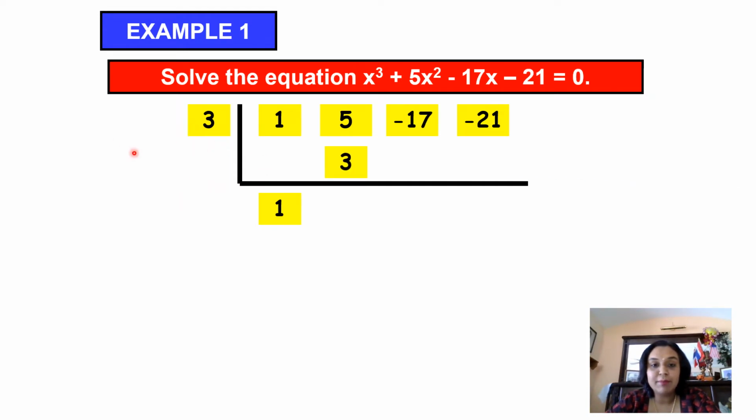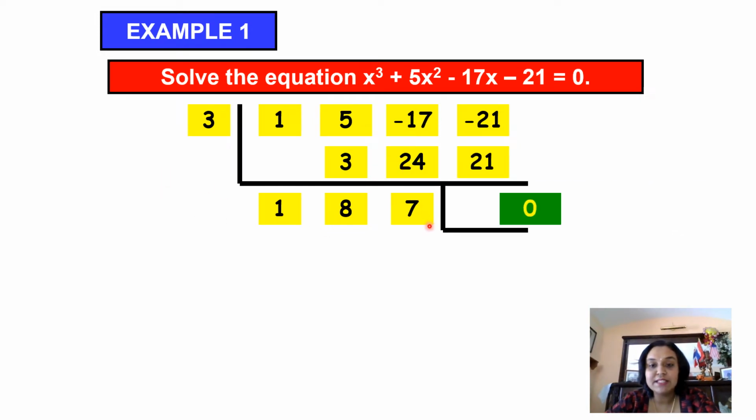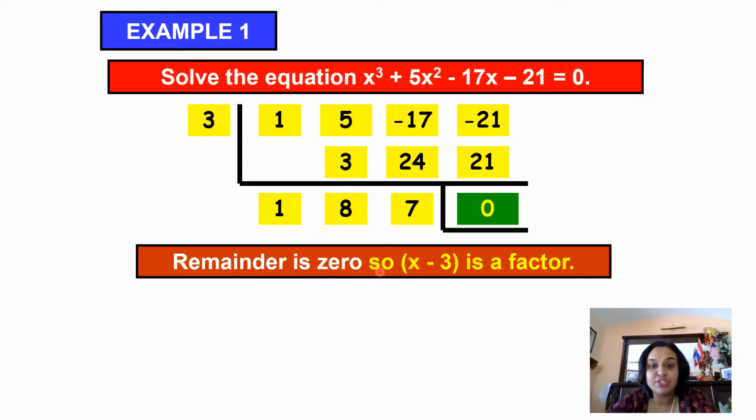Bring down the 1, multiply by 3, add 5, and 3 is 8. Multiply by 3 is 24, add this to negative 17, we get 7. 7 times 3 is 21, and when we add both, we actually get a 0. Therefore, it's confirmed that x minus 3 is a factor for this equation.